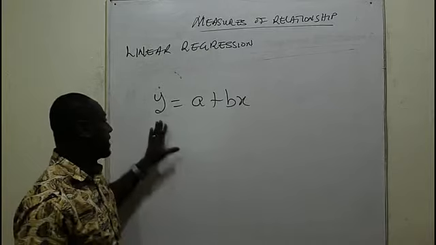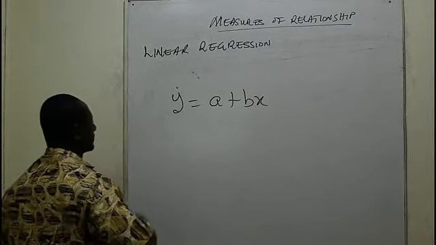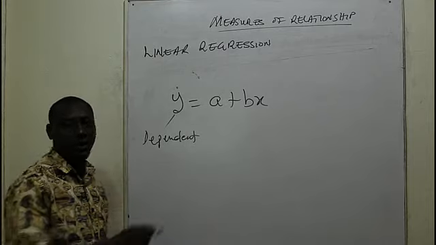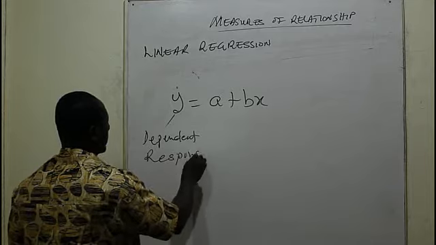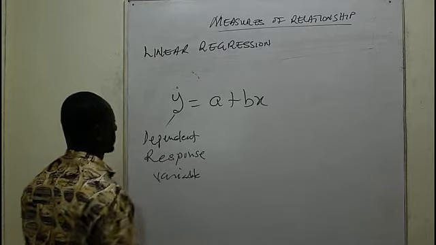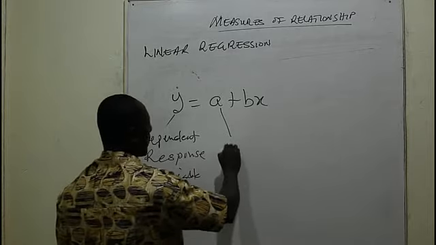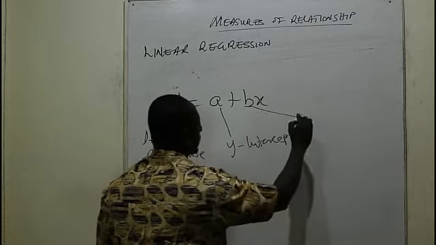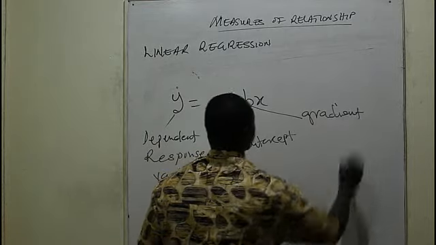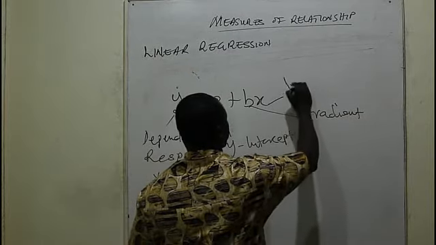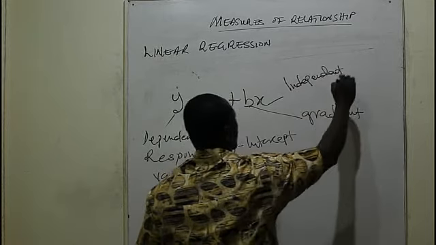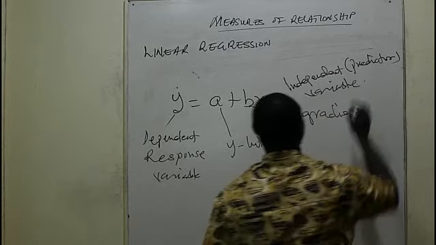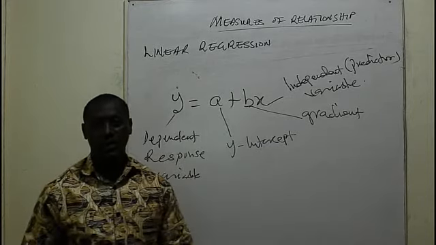Y is equal to a plus bx. In this sense, this y is the dependent variable, or what we can also call the response variable. Now, the a here is what we call the y-intercept. The b here is what we call the gradient. And the x here is the independent or the predictor variable. So you may get the model in that way, and that is it.